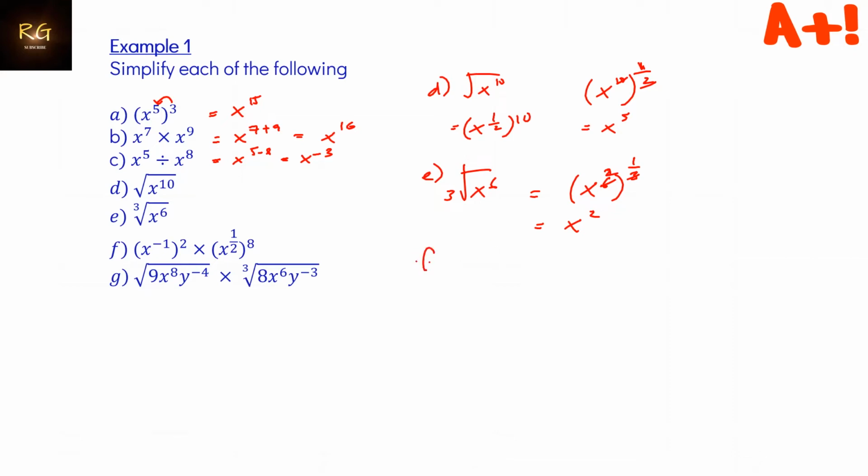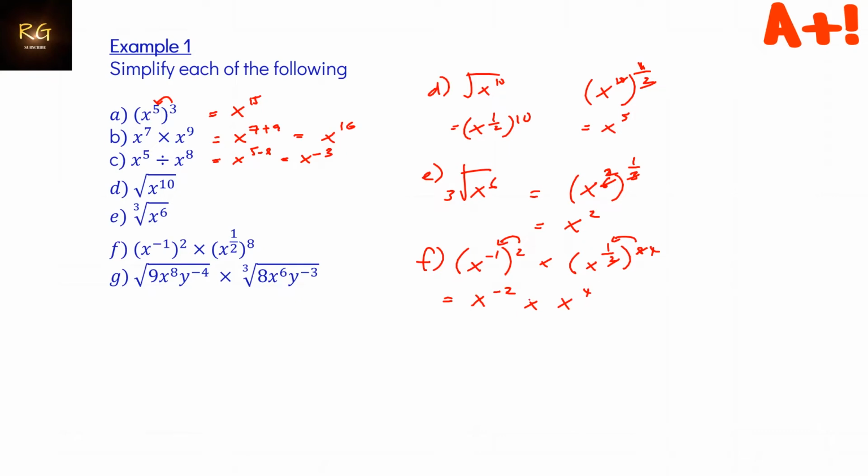And f is x to the power of negative 1, to the power of 2, multiplied with x to the power of 1 over 2, to the power of 8. Let's do one at a time. For the bracket, we can just multiply negative 1 and 2. It will become x to the power of negative 2, multiplied with, we can again multiply this together, so it will become x to the power of 4.